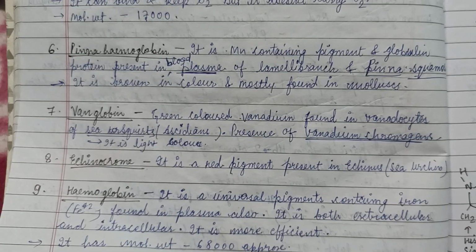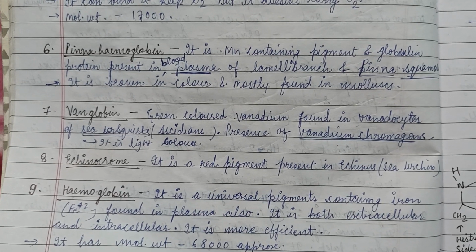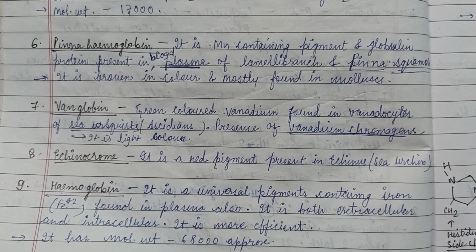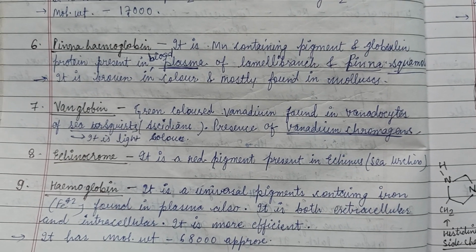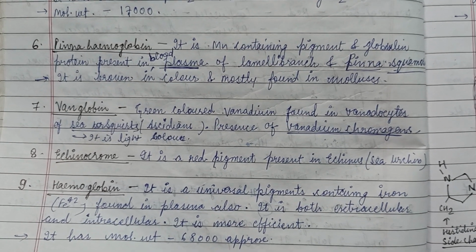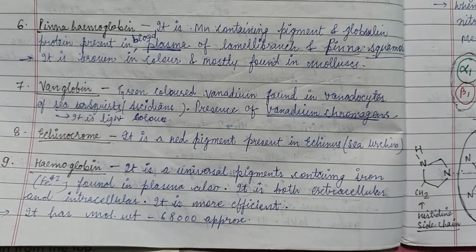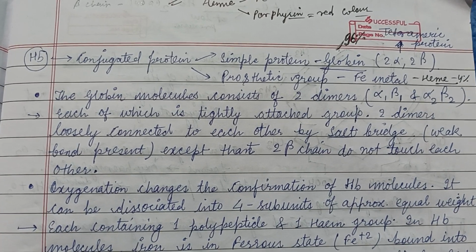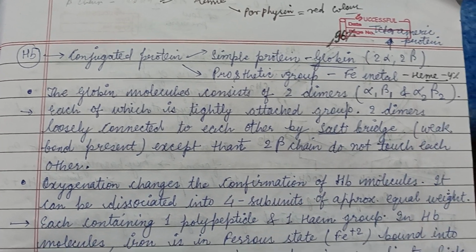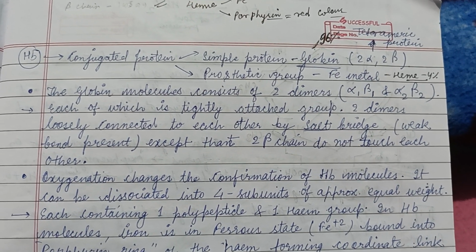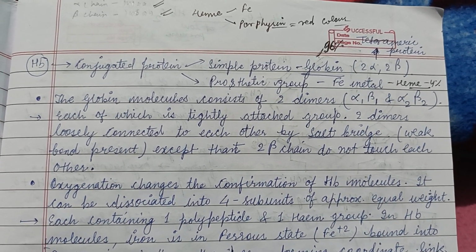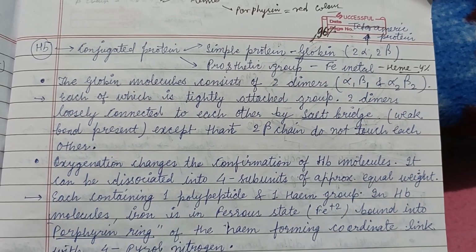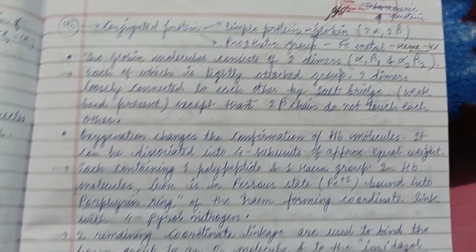Here are some other pigments like pinna hemoglobin, found in the plasma of the lamellibranch Pinna squamosa, vanadocyte pigment, which is light colored and present in ascidians, sea squirts, and echinochrome. And lastly, we are dealing with hemoglobin in detail. Hemoglobin is a conjugated protein which has two parts, that is a simple protein and a prosthetic group. The prosthetic group consists of Fe metal, that is iron, and heme constitutes 4%, while the globin protein, which is a simple protein, constitutes 96%. It is a tetrameric protein made up of two alpha and two beta chains, that is two dimers.